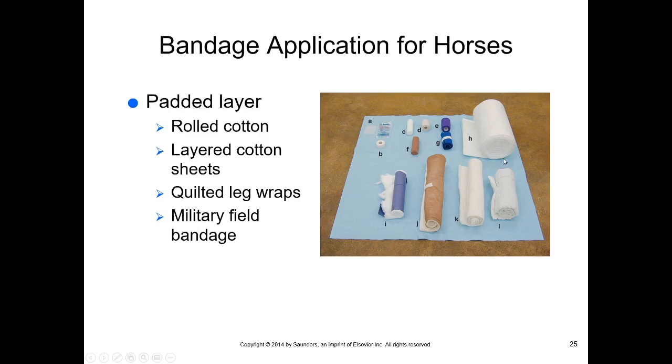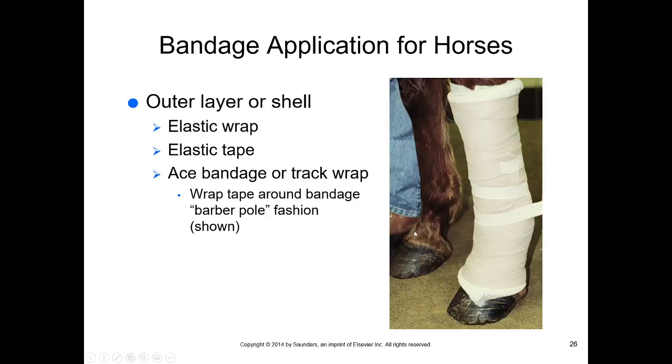Here are some bandage materials that we use for horses: some tape, a Telfa pad or a non-stick wound pad, some rolled gauze, some outer bandage material, some rolled cotton material. There's a lot of different types of rolled padding here. It could be rolled cotton, layered cotton sheet, quilted leg wraps. This is a military field bandage. A lot of different options.